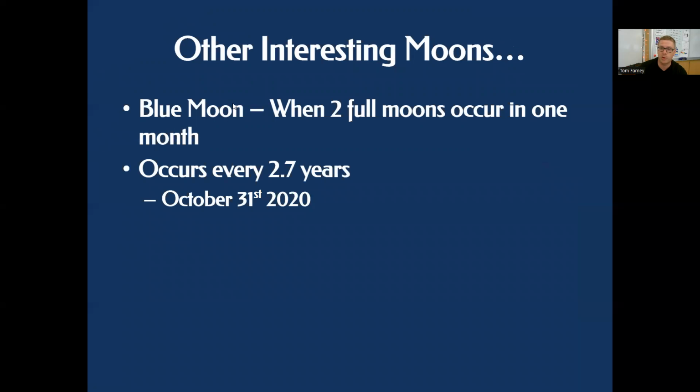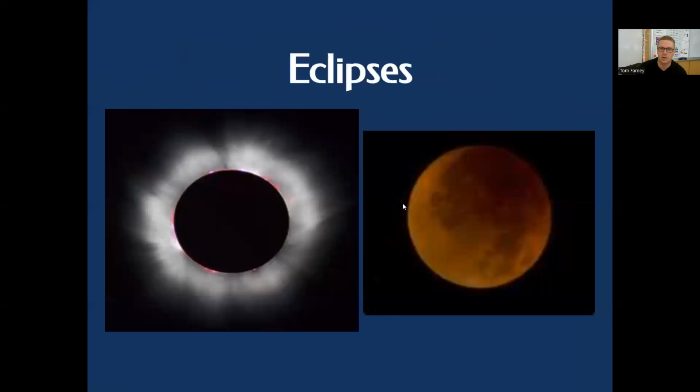You can get a blue moon when you have 2 full moons occurring in 1 month. It occurs about every 2.7 years. The last one we had was October 31st, 2020. The next one would be probably sometime next year from when this video was recorded, so sometime in mid 2023 is when we'll get the next blue moon, 2 full moons occurring in the same month. So that's the lunar cycle.